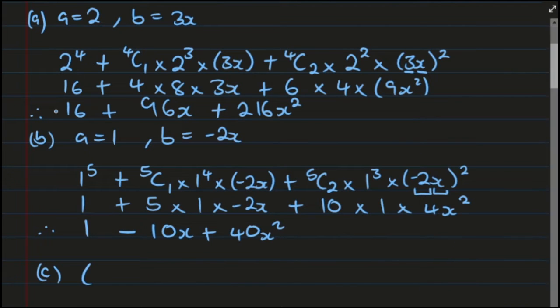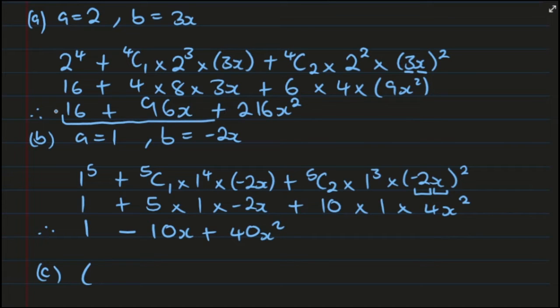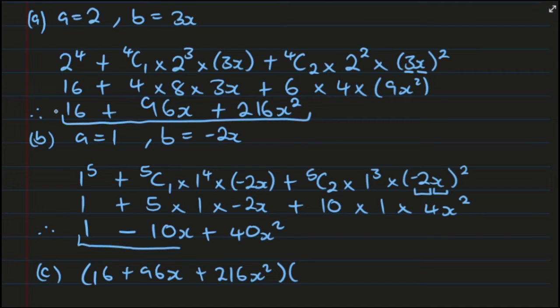So it would become the expansion for (2 + 3x)^4, which is 16 plus 96x plus 216x squared, times the expansion for (1 - 2x)^5, which is 1 minus 10x plus 40x squared.